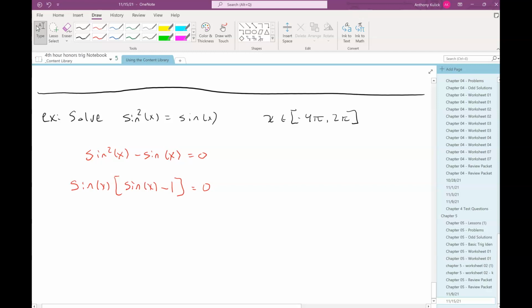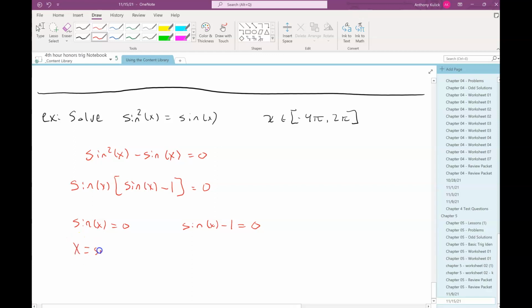Well, I can set each of them equal to 0. That's the zero product property. Remember, this doesn't work if it's not equal to 0, right? What we did here, setting each factor equal to 0, only works if they're equal to 0. If they're equal to 4, you can't do that.